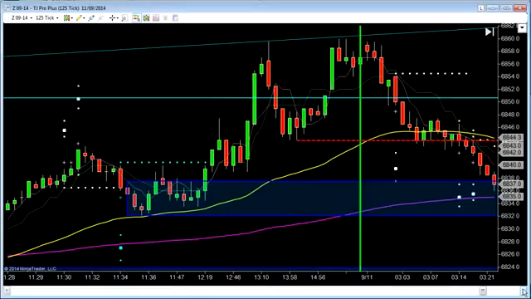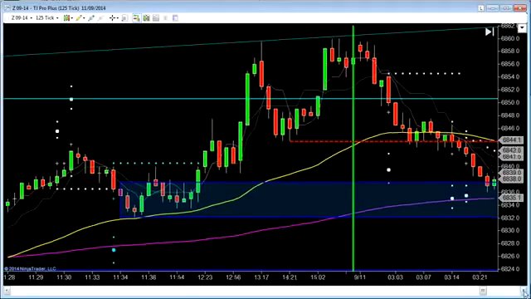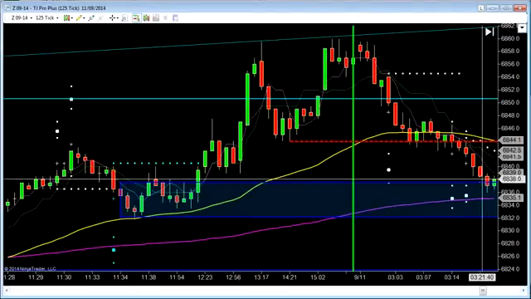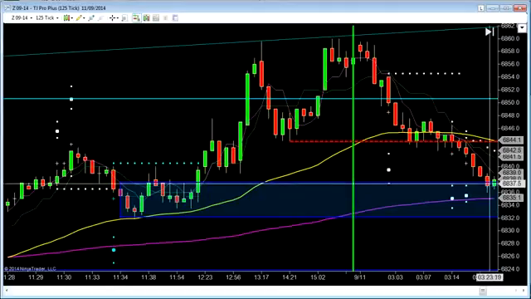And at this point it got to this zone, and this is one of the weaknesses of a tick or a volume or a range based chart. You don't see what happens in terms of speed, so it did slow down here a little bit, and it paused here for a few minutes.